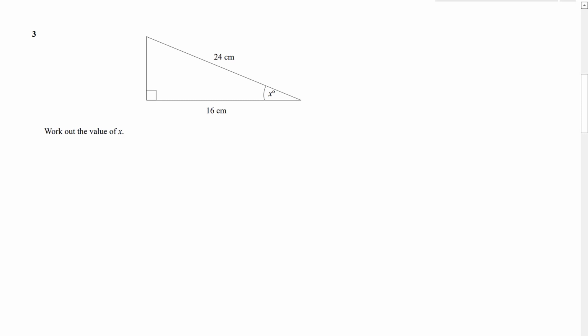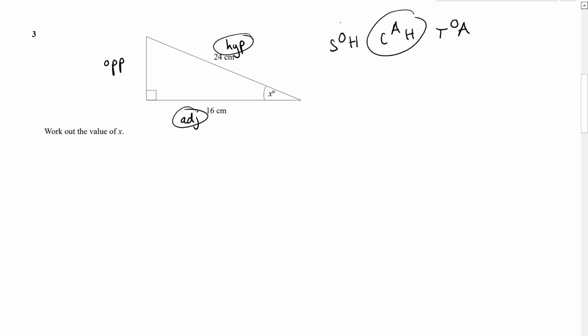So again, first thing we're going to do, label hypotenuse, opposite, and adjacent. The slanted is the hypotenuse. This one over here is the opposite, and this one down here is the adjacent. Then if we write out the SOHCAHTOA, we are currently working with a hypotenuse and an adjacent, so that's going to be a cosine since it's the only one that includes A and H.